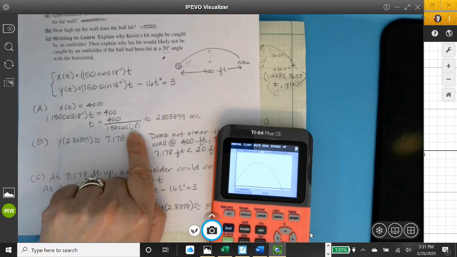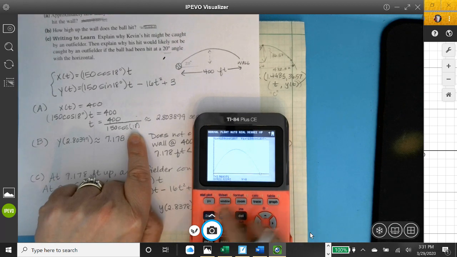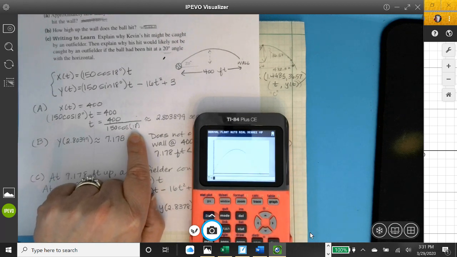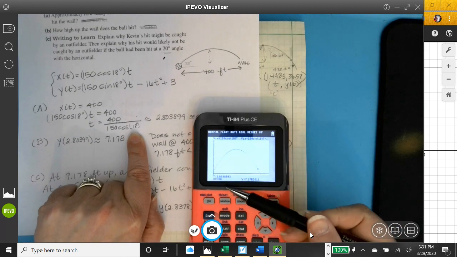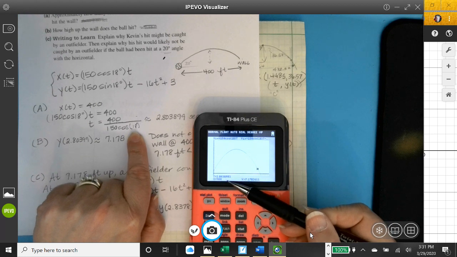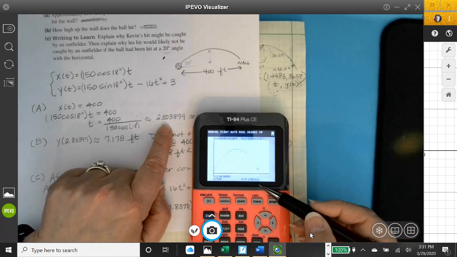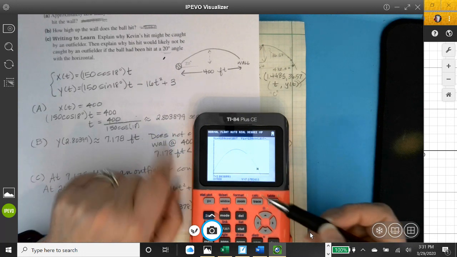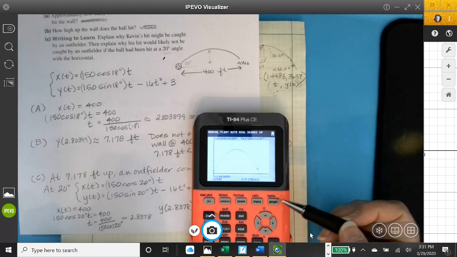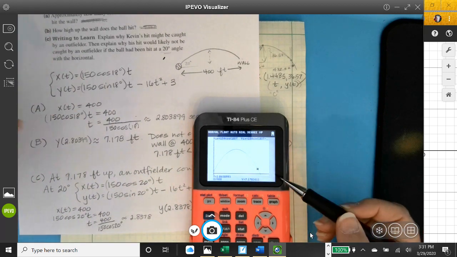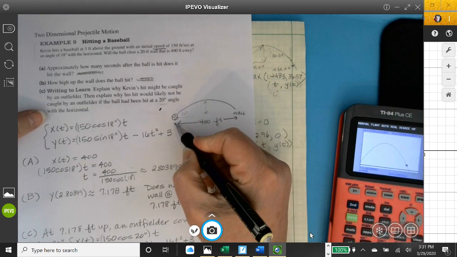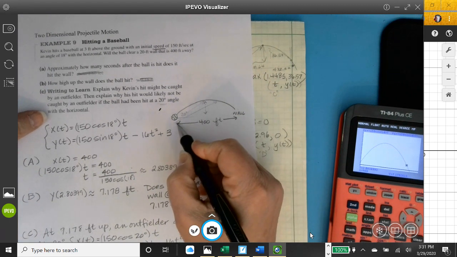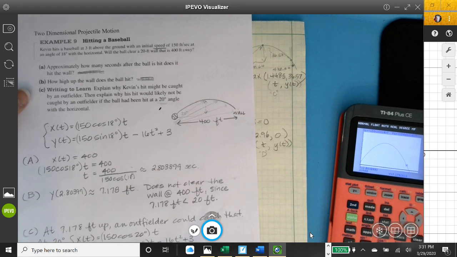And I do believe I stored that in alpha A. Let's see. Second calculate, the value of my parametrics when I'm at alpha A in time. Well, there you go. You're at 400 feet at time 2.803899, which is what we said. And how high up the wall are we? We are at 7.178. Very cool, right? So you can find out where you are in space using parametric equations that act like position vectors that point to where you are using a horizontal component and a vertical component.